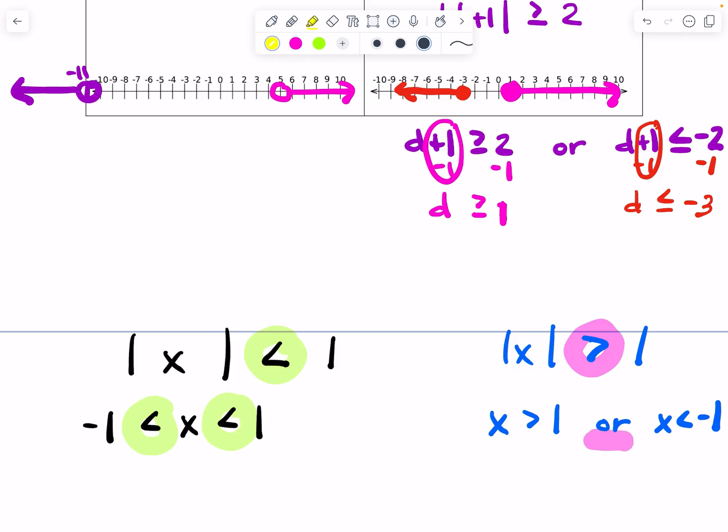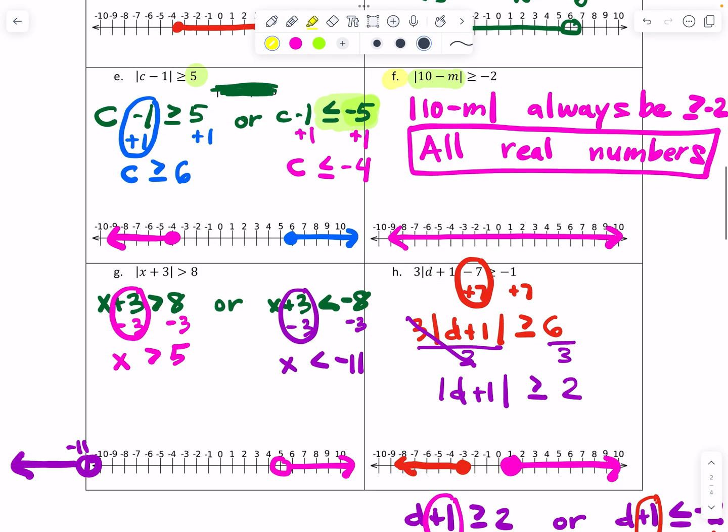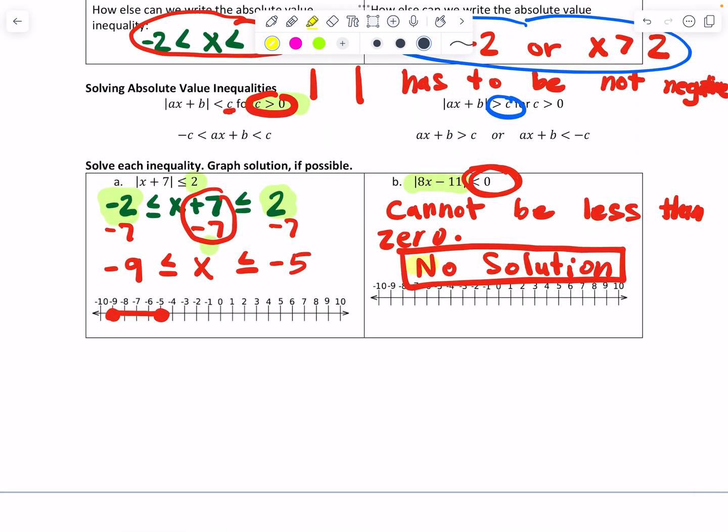Okay, and then remember, this number right here cannot be negative. Okay, if it's negative, then you've really got to think about it. Sometimes it's negative like this example, and you get all real numbers if it had to be greater than. Other times, it's no solution, like this example. If it's less than 0, that means it has to be negative. It can't be negative, so no solution.